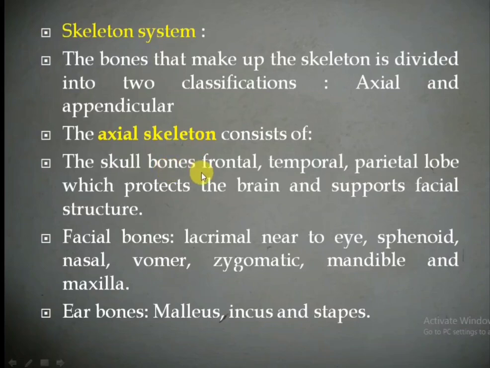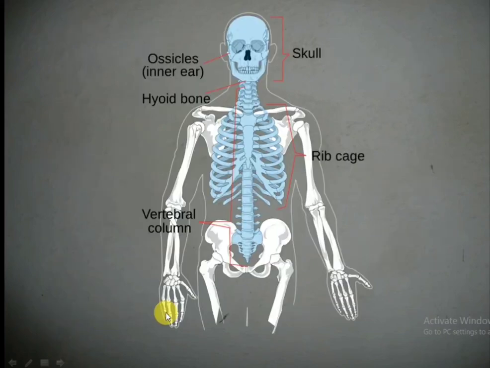The skull bones are frontal, temporal, parietal. With the help of these only it protects the brain, as well as it also supports the facial structure. Facial bones: lacrimal bone, which is located near the eye, sphenoid, nasal, vomer, zygomatic, mandible, maxilla. These are some of the facial bones. Ear bones: malleus, incus and stapes. Here are the ear bones.